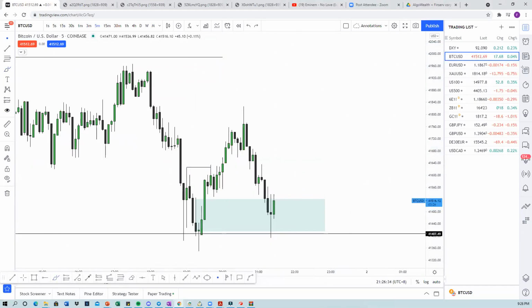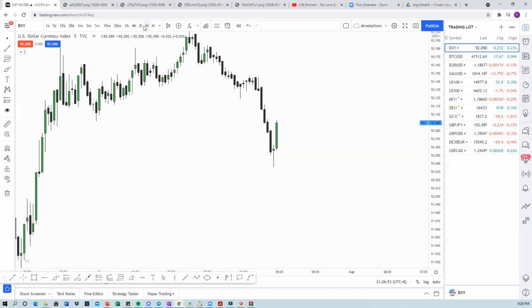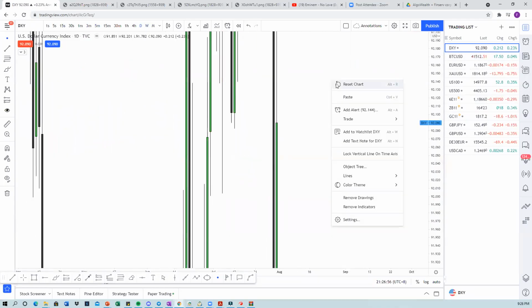On day, meaning you had daily IBDR, no weekly IBDR. What do you mean by on day? Oh, on dollar index, I had no daily IBDR, weekly IBDR. Yeah, because it's not necessary.